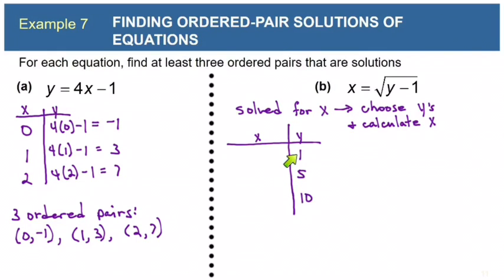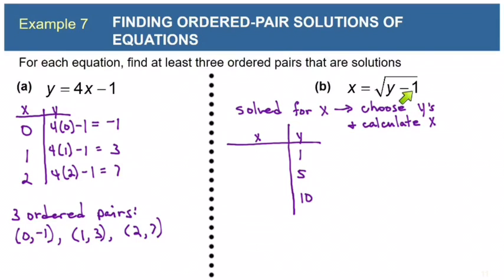Remember, we choose these values based on what's convenient for us. And so I did not want to choose a y equal to, say, 7, because 7 minus 1 is 6, and the square root of 6 would have been a decimal. I don't want to have to deal with decimals if I don't have to. So I'm choosing 1 and 5 and 10. Now, let's go ahead and do it.